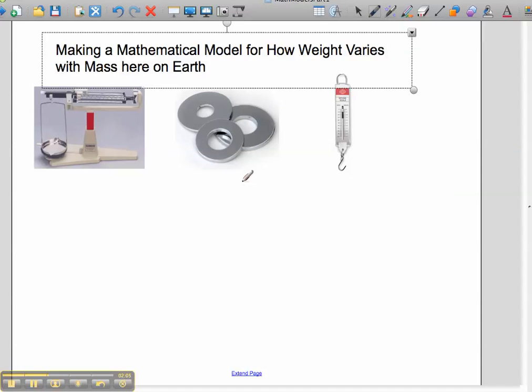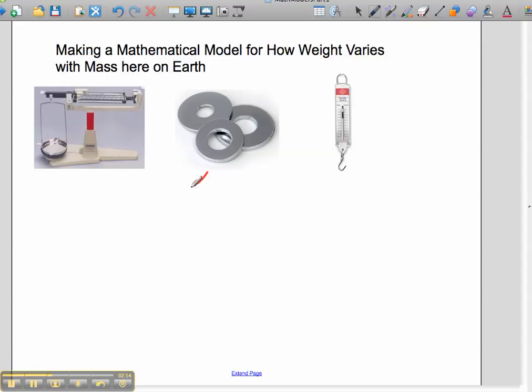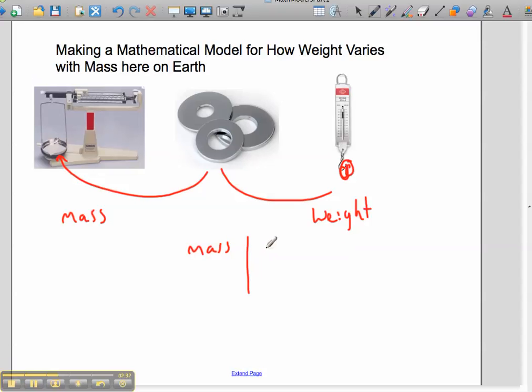Now let's start with an experiment that we did. We wanted to see how weight varies with mass, or how mass affects the weight. And so what we did was we took some washers and we put them onto the balance and we found out their mass. And then we took them and we hung them on the Newton scale and we found out their weight. And we were to make a little chart with mass and weight.